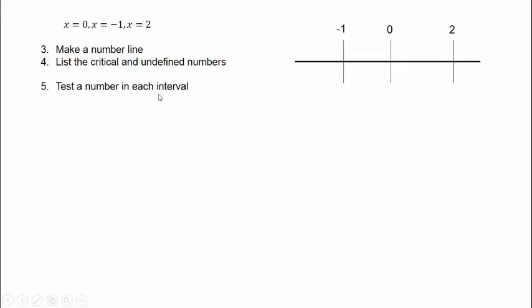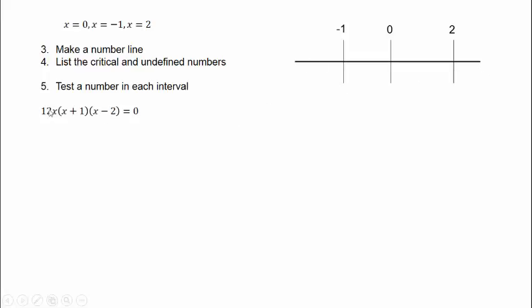Step 5 says we're going to test a number in each interval. So we really have 4 intervals. We have the interval from -infinity to -1, that's this one right here, from -1 to 0, from 0 to 2, and from 2 to infinity.